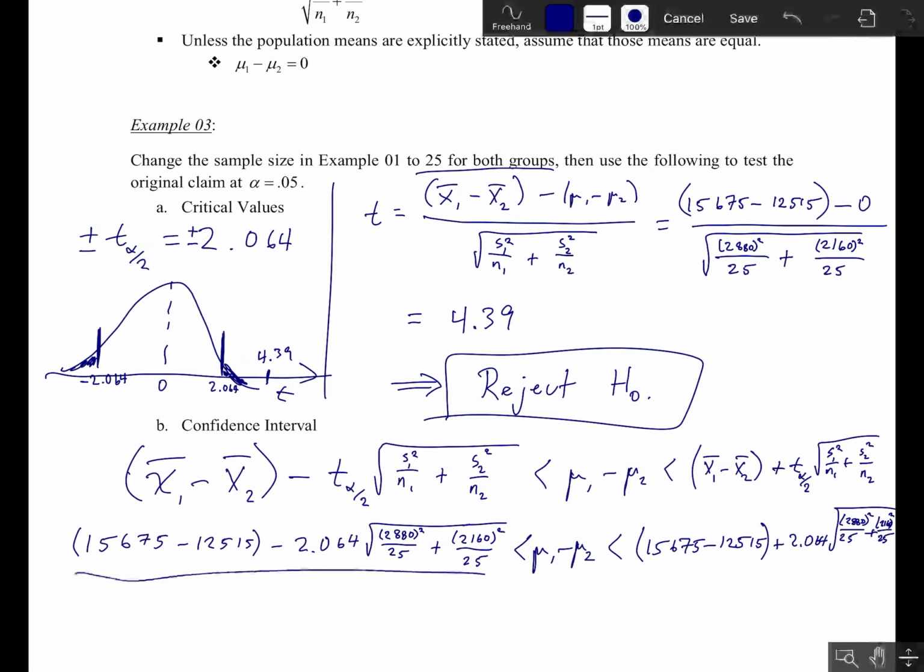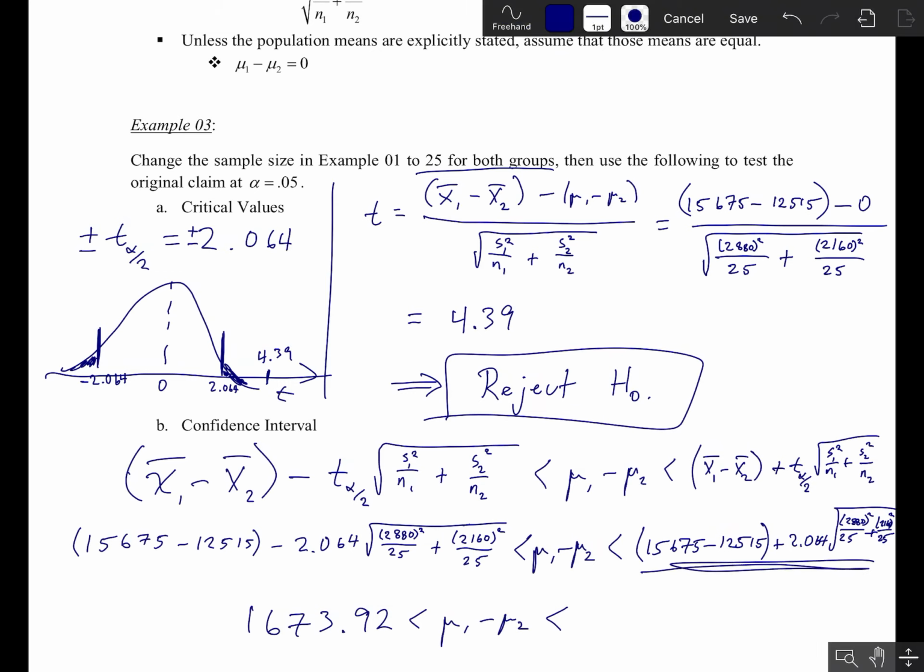So if you evaluate the left underlined expression, then what I got was 1673.92. That's supposed to be less than mu1 minus mu2, which is less than, and then this expression over here on the right, when I plugged that into a calculator, what I got was 4646.08.